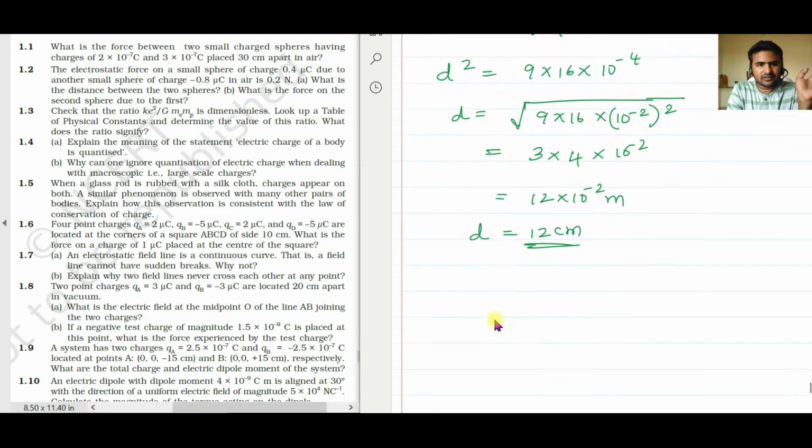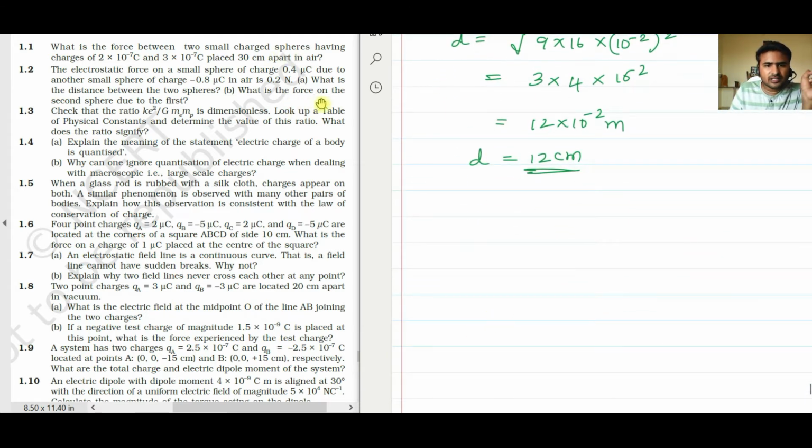And the second part of the question, what they're asking is, what is the force on the second sphere due to the first sphere? While discussing the concepts, I've already told you the force on the first charge due to the second charge is the same as the force on the second charge due to the first charge, because these are mutual forces. Mutual forces will always be equal in magnitude, remember that. So the answer for the second part of the question is very simple.